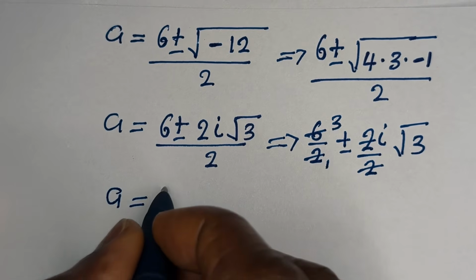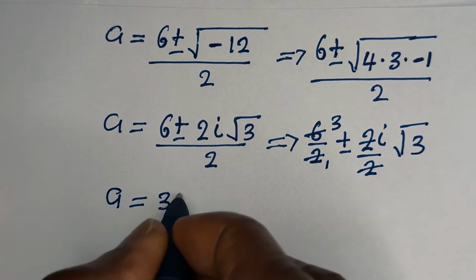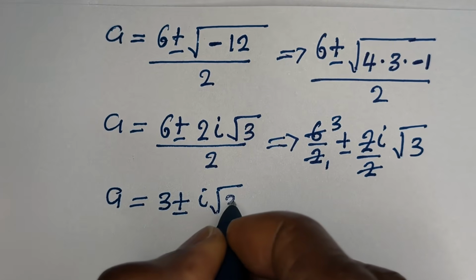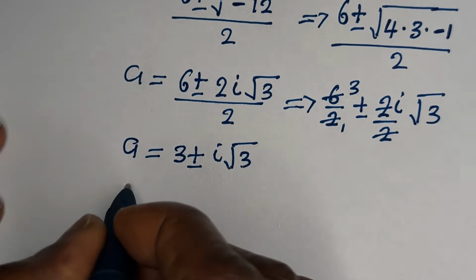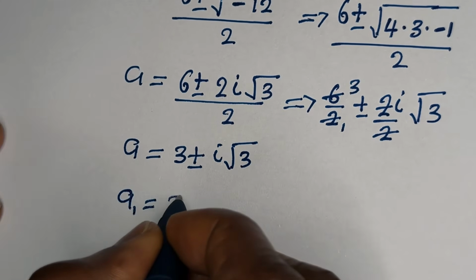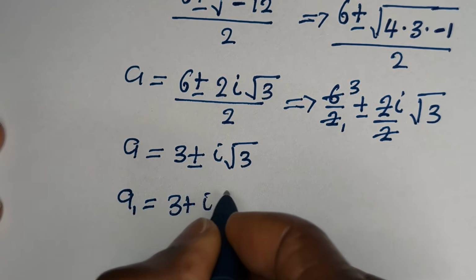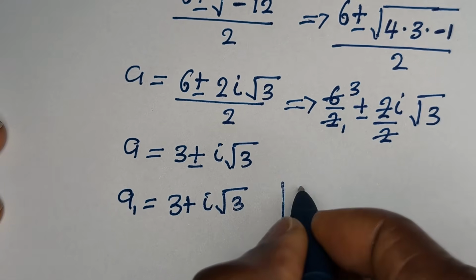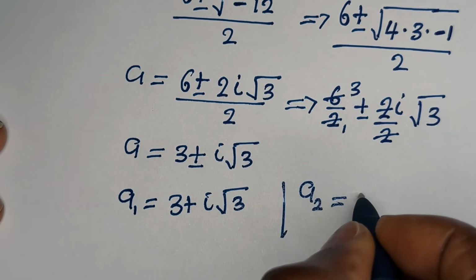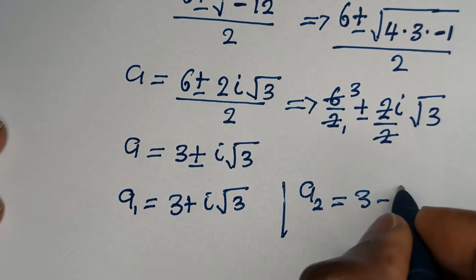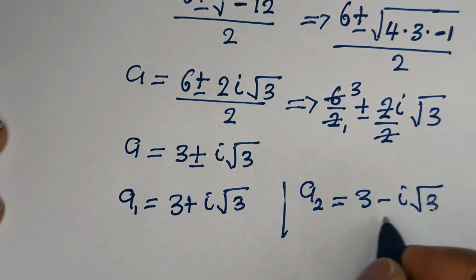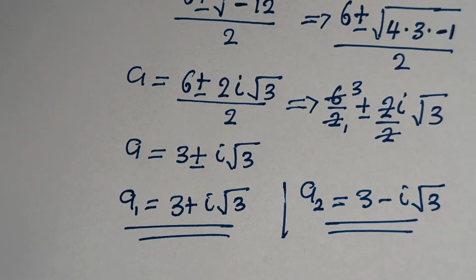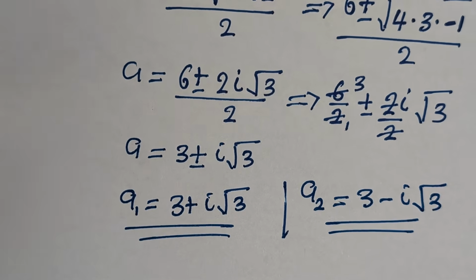A is equal to 3 plus or minus I square root of 3. Therefore, A1 is equal to 3 plus I square root of 3 and A2 is equal to 3 minus I square root of 3. These are the values of A. Then we've gotten the values of A. Let us solve for B.